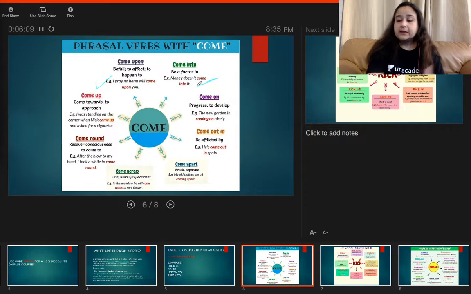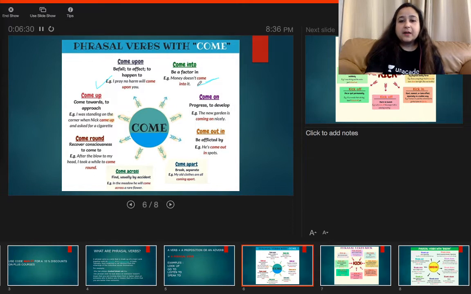All right. Then come on. Come on is to progress, to develop. The new garden is coming on nicely. My studies are coming on nicely. Means you are doing a good job of something. And with come on you can also ask somebody to come with you. So you say, just come on, let's go, right? Come on, let's go. So that's also how you could use this one.